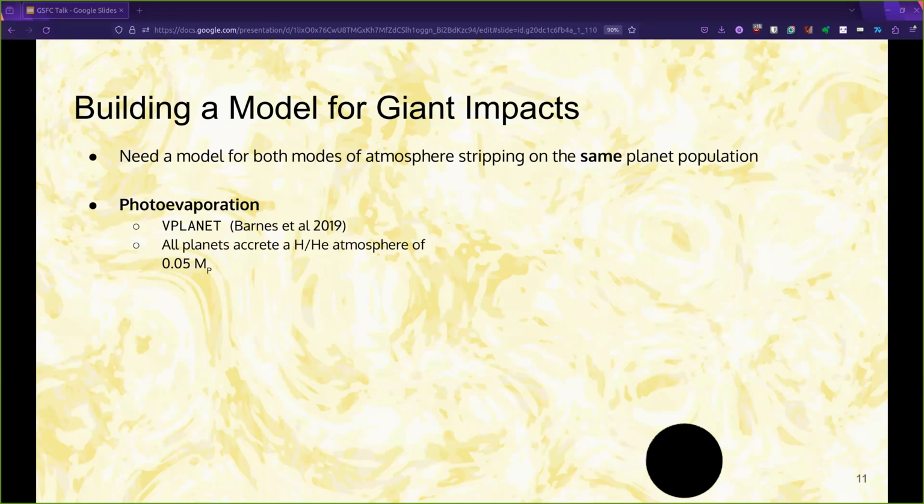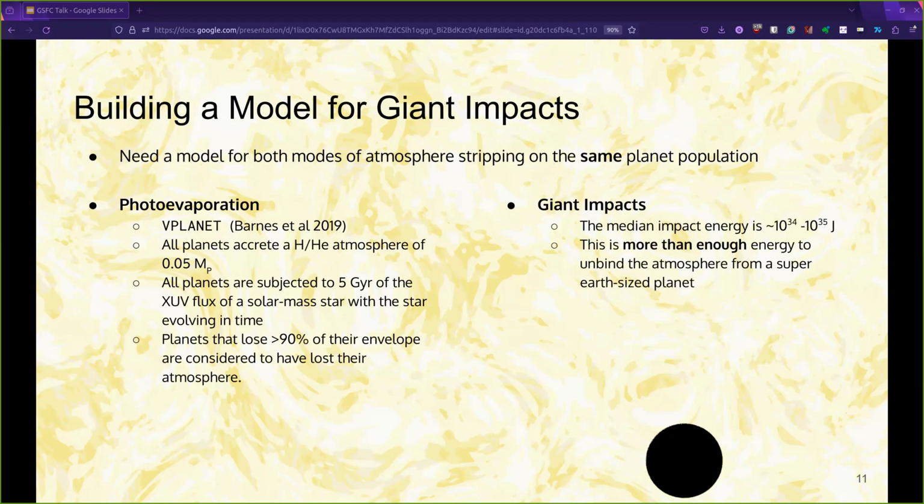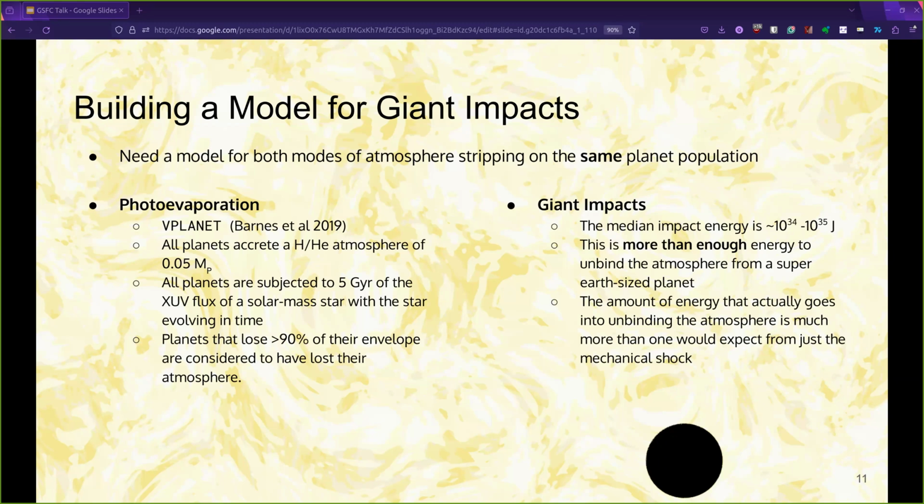And so I had all the planets accrete an atmosphere, which is about 5% of the mass of the planet core. Then they all get subjected to 5 billion years of atmosphere loss driven by the host star. Planets that lose 90% of their envelope, I just put in the bin that they've lost their atmosphere. For giant impacts, though, the median impact energy is actually much more than you need to liberate the atmosphere from any of these planets. These are like Earths combining into super Earths, to provide a scale for that. So basically, if you have one impact, then you've probably lost the whole atmosphere.